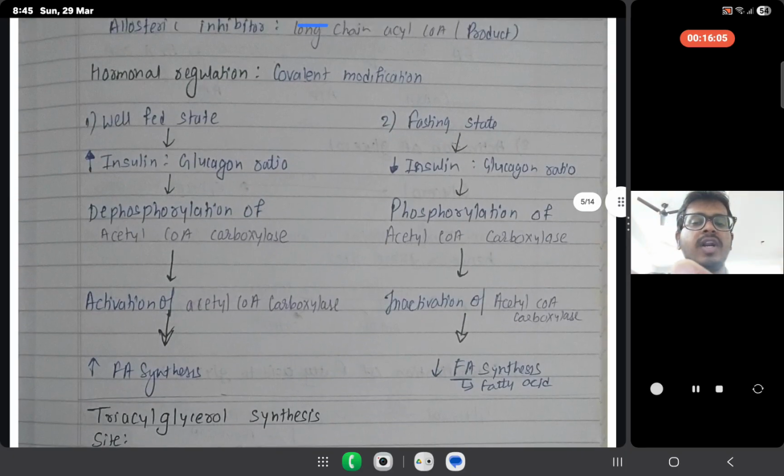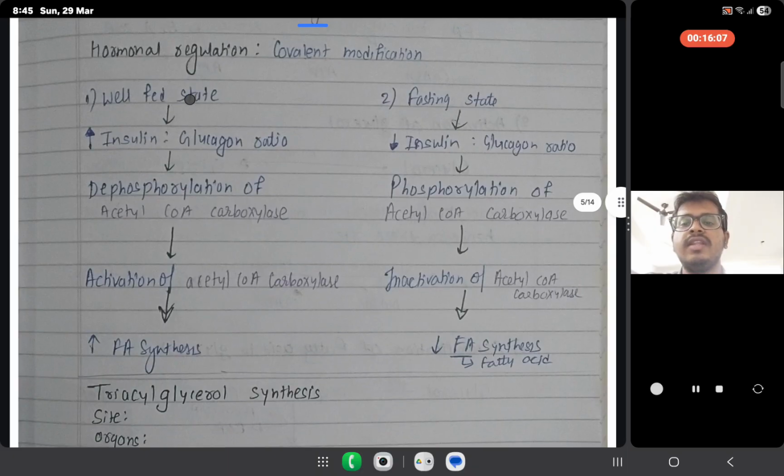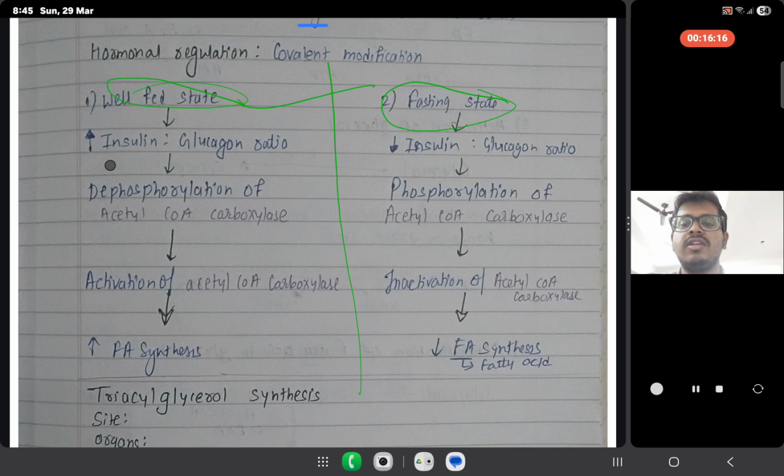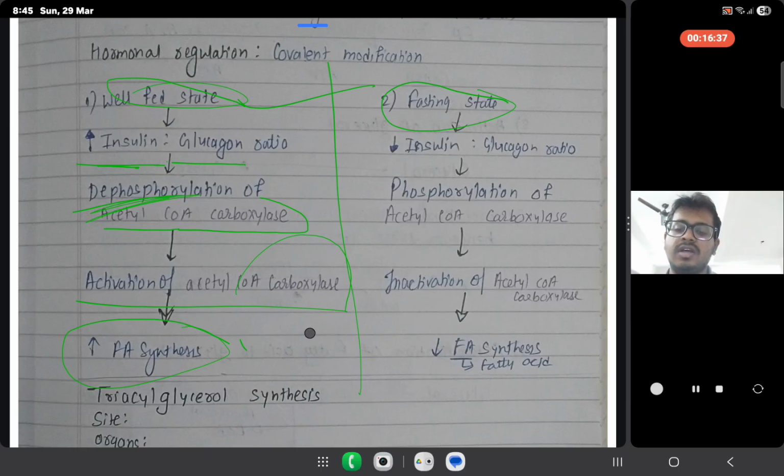Hormonal regulation, that is covalent modification, is there in the well fed state and the fasting state. We'll talk about it in two stages: the well fed state, and another, the fasting state. In the well fed state, insulin by glucagon ratio is high, and dephosphorylated acetyl coenzyme A carboxylase is there. If it is dephosphorylated, then activation of acetyl coenzyme A carboxylase occurs, then fatty acid synthesis occurs.